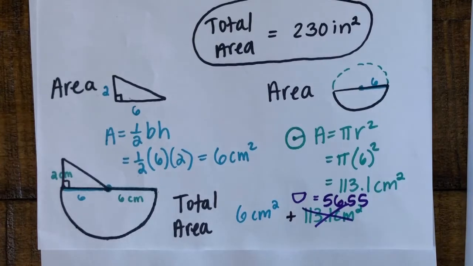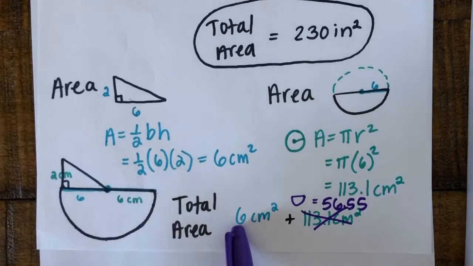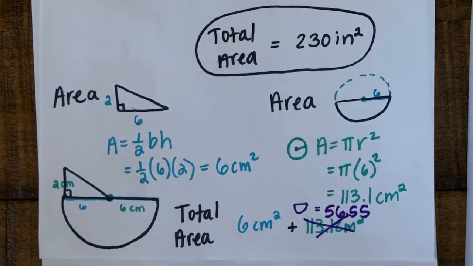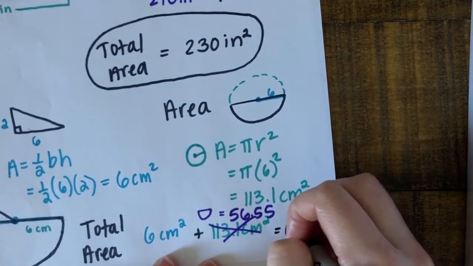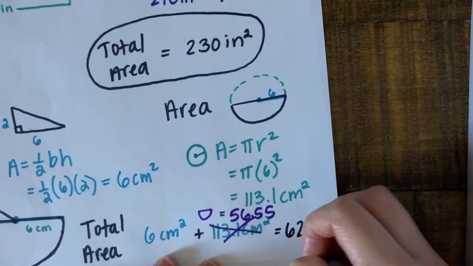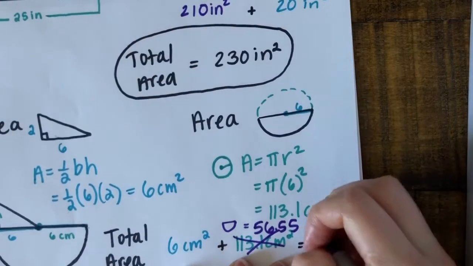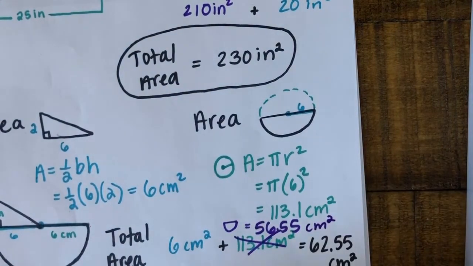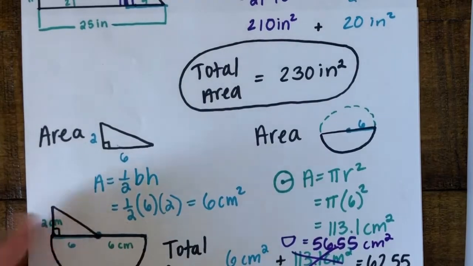But those are the numbers I need to add together: half of the circle and the triangle. So that's what I'm going to do. 56.55 plus 6 is 62.55 centimeters squared. So that would be my total area for that shape. Here is proof that everyone makes mistakes, and that's okay.